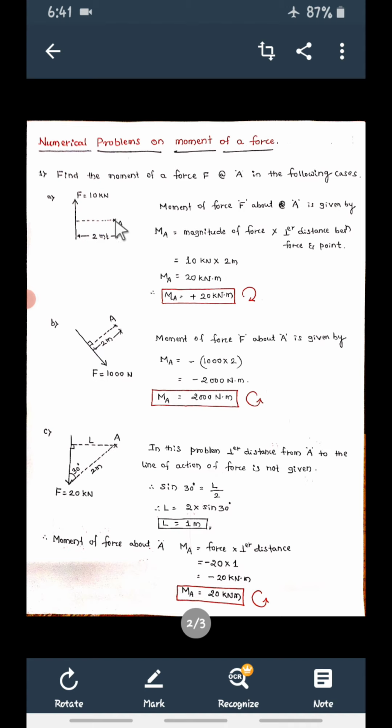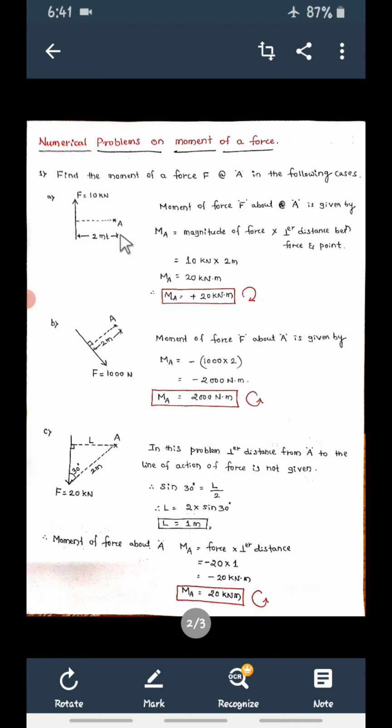So moment is equal to what? Force into perpendicular distance. Remember, moment is equal to the magnitude of force into the perpendicular distance between the force and the point where you are calculating. Now, we are calculating about point A and the force is here, F. So moment is equal to F into perpendicular distance. Now what is F here? F is 10 kilonewton.